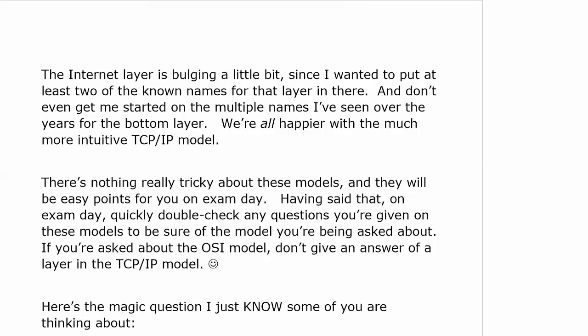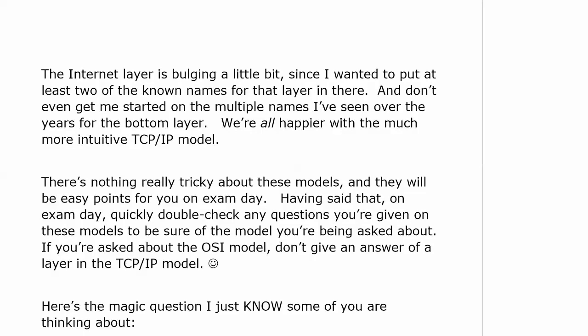Like I mentioned here on the board, the internet layer is bulging a little bit because I wanted to put at least 2 of the known names. I mean, it really was pretty bad. I'm much happier with the new model.